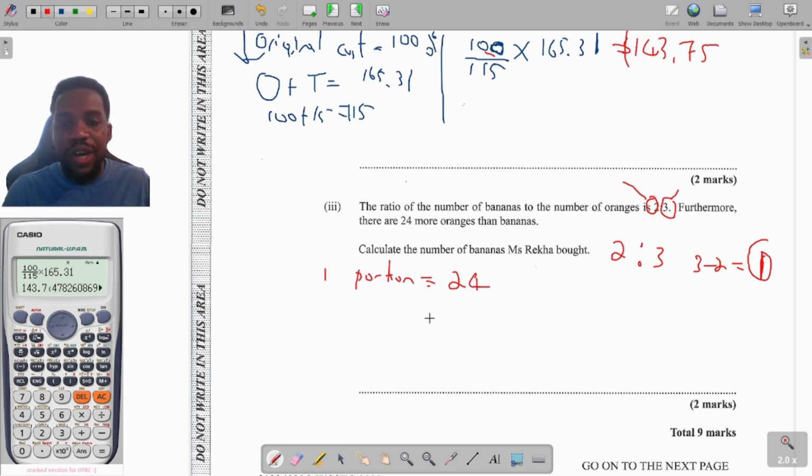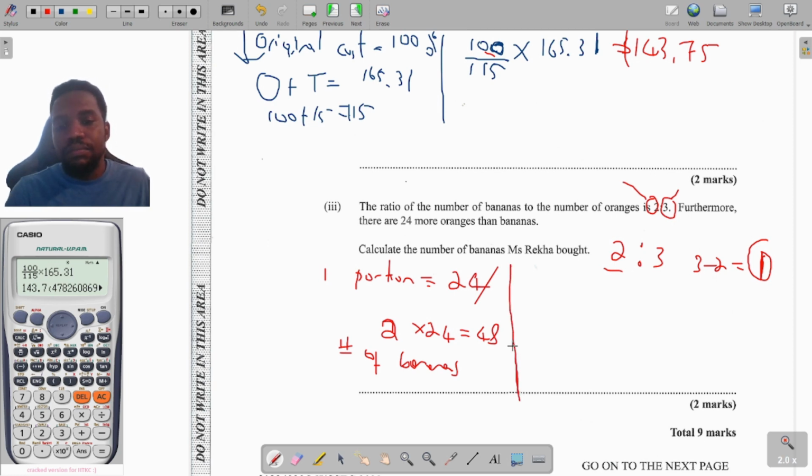Now, if I know that 1 portion is represented by 24, and of course it says calculate the number of bananas, and I know that the amount of portion of bananas is 2, all I simply have to say is that 2 times 24, which gives me 48, is equal to my number of bananas. Simply put, alright? And this is the simplest way to work it out. We don't need to complicate the question.